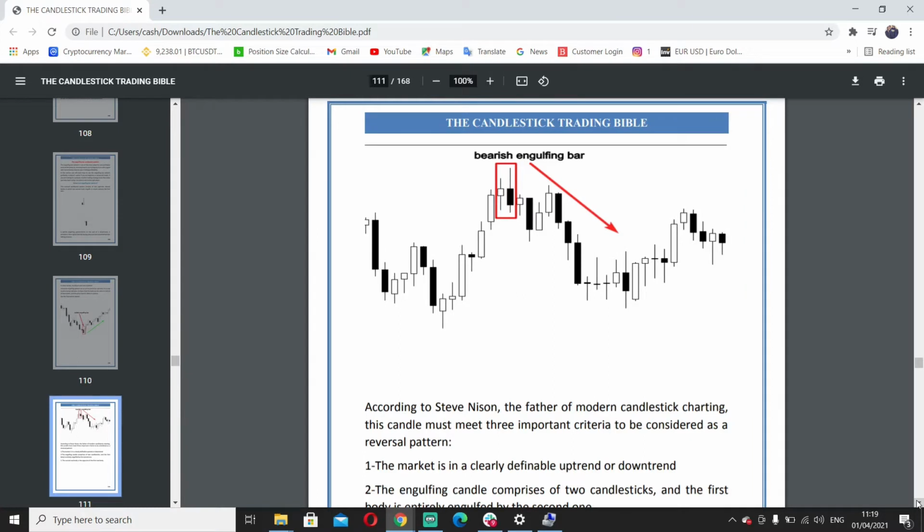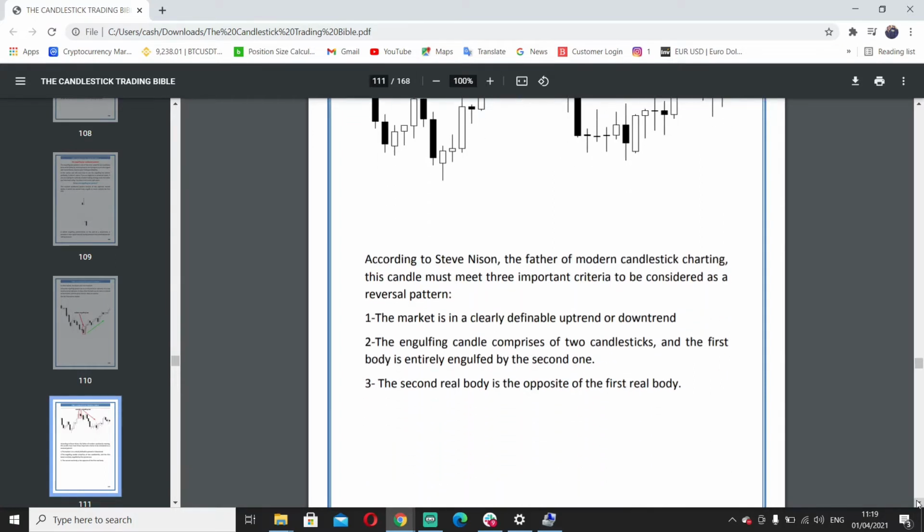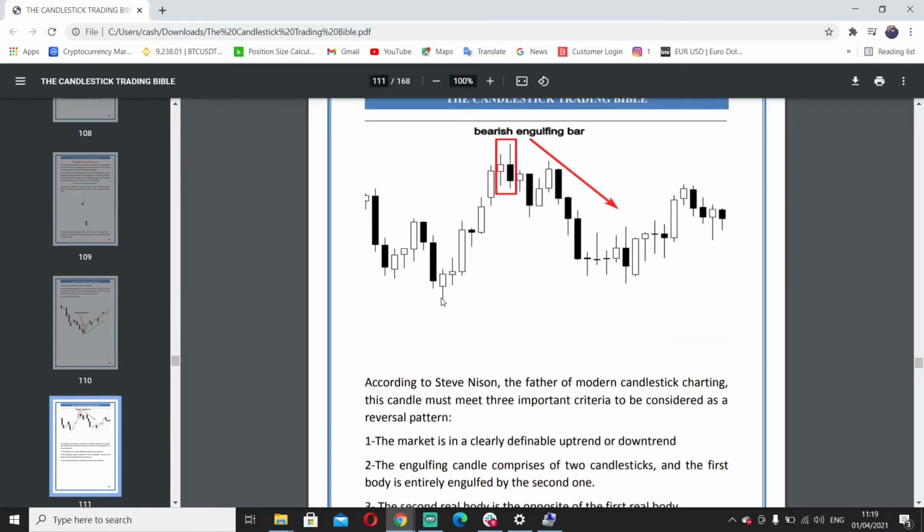A bearish engulfing bar, according to Steve Nison, the father of modern candlestick charting, must meet 3 important criteria to be considered a reversal pattern. The market is clearly in a definable uptrend or downtrend. The engulfing candle comprises 2 candlesticks, and the first body is entirely engulfed by the second one. The second body is the opposite color of the first body. So as you can see, price was in an uptrend, starting to move up until this bearish engulfing pattern formed here, and that began a little bit of a range and then a reversal, and you can see that there's a bit of a choppy market. It's ranging a bit.